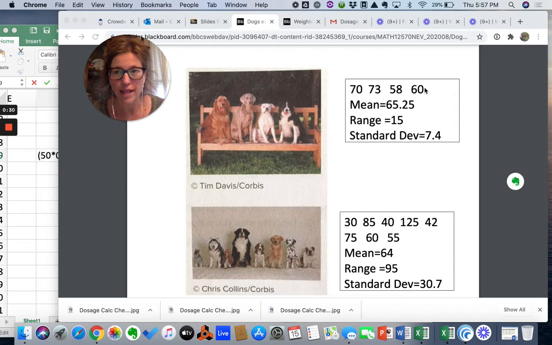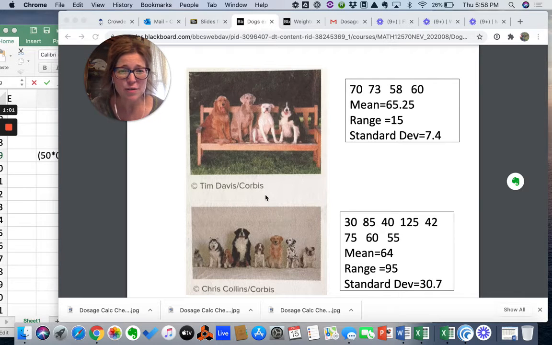Here's the list of weights for these dogs. When we find the mean, we add them all up, divide by however many there are, and we get the mean. This has a mean of 65.25. This has a mean of 64. On average, these dogs weigh 64, 65 pounds.